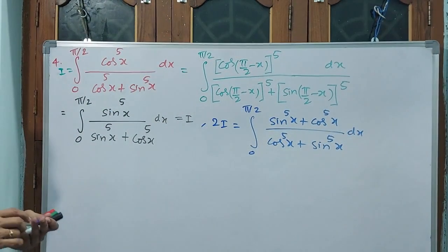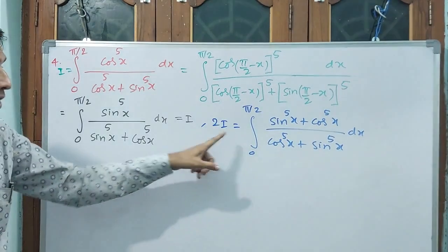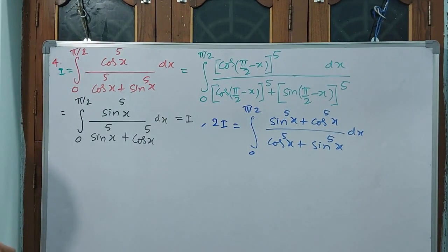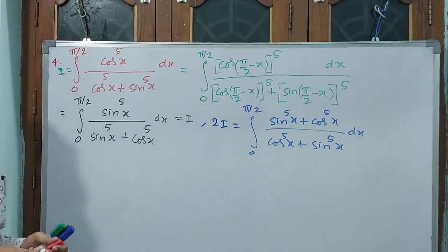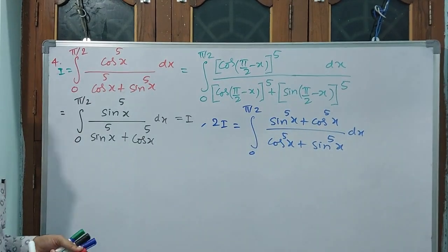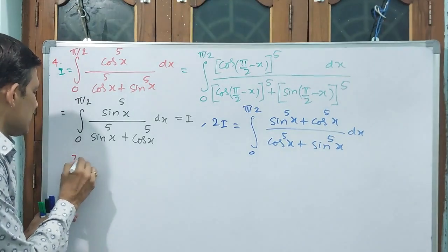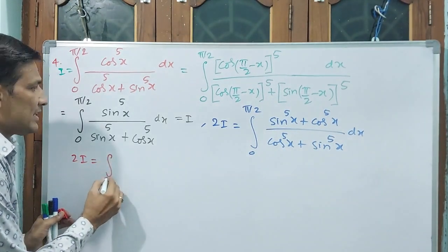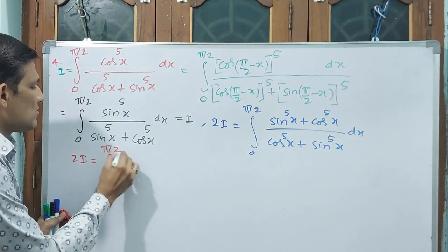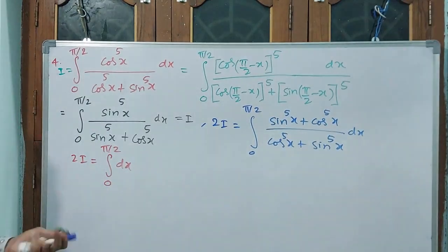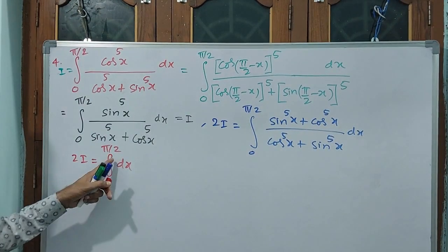Is it okay? Definitely okay. But this is 2I, not I. Okay? Keep that in mind. If that is the case, numerator and denominator both are going to cancel each other. Then 1 dx. Okay? 2I is equal to integral 0 to pi by 2 dx. Dx or 1 dx both are same, that is why I have not written 1.